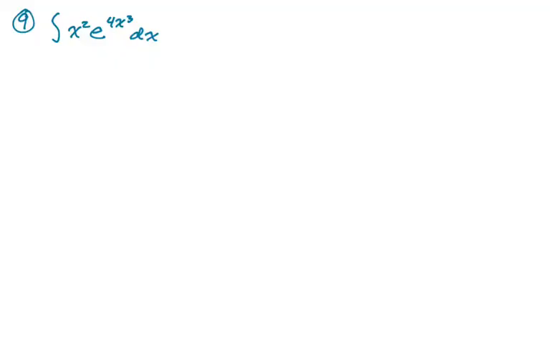I see an exponential function, and I'm going to follow my own rule. I'm going to let u equal the exponential. So if you are doing that, you will probably be successful. Certainly on the Calc AB and BC exams, that's almost certainly going to work out for you. So du, we need to remember the chain rule, e to the 4x cubed times 12x squared dx.